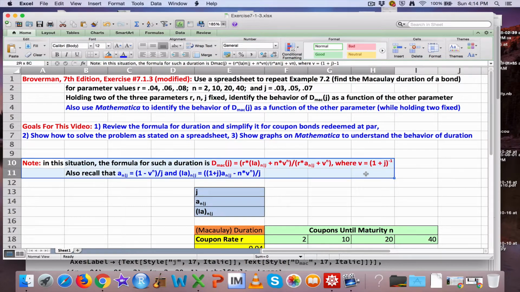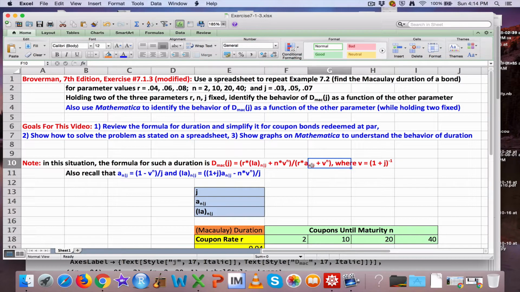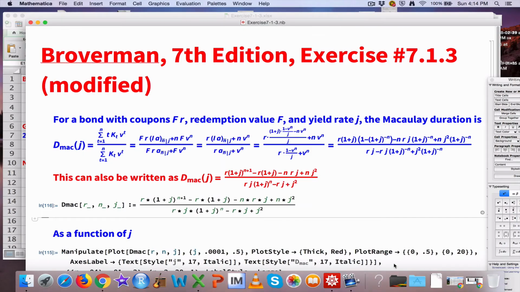Note in this situation that the formula for the duration can be written in terms of present values of annuities. We have your A and J, your present value of your standard annuity with payments of 1. We have the I, A, and J that you see here, present value of a standard increasing annuity. The formula can be written this way. Let me show you that first, that derivation here that I've got in this Mathematica notebook that I'm looking at now.